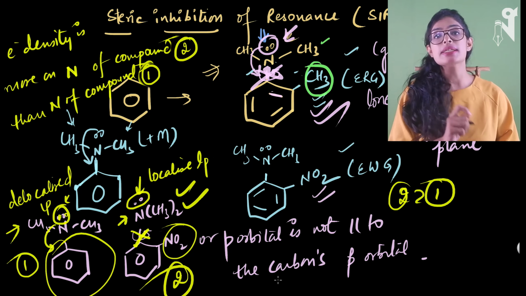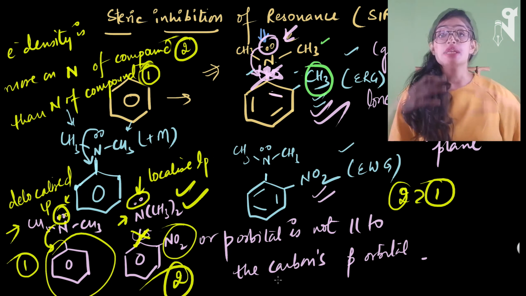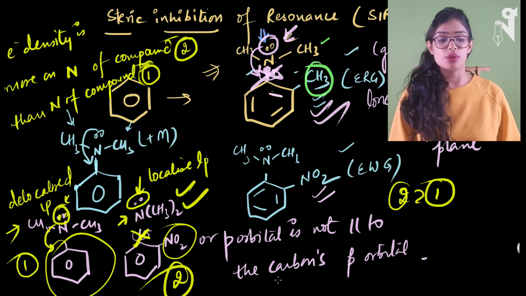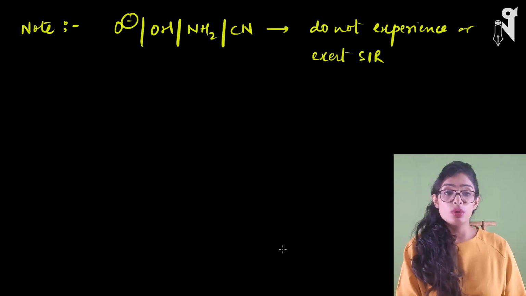So this is my steric inhibition of resonance. This is not very specific to nitrogen or nitrogen with two CH3s. It is about any bulky group which is present on benzene, and if it has some functional groups present on the ortho position, where all the steric inhibition of resonance does not work, let me just tell you. So here is an important note.